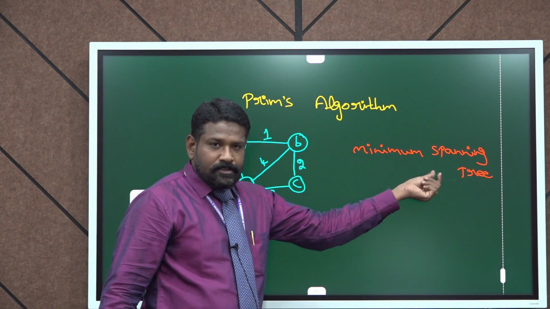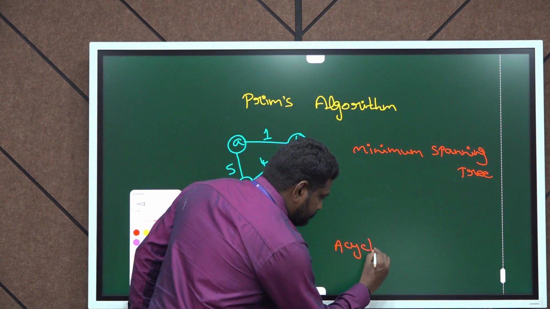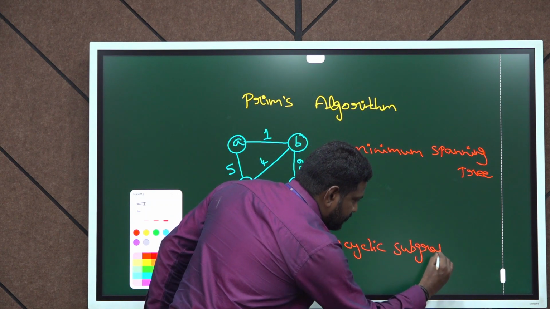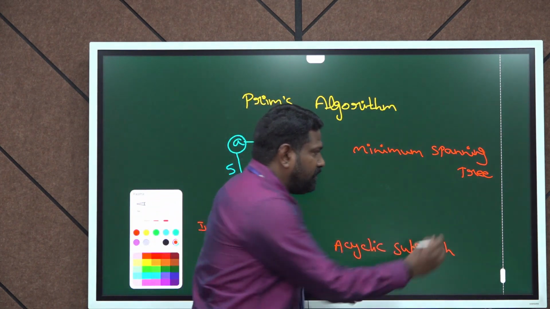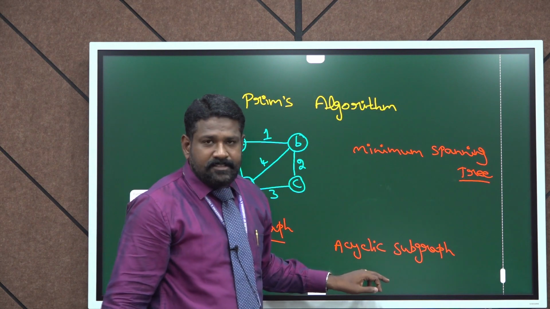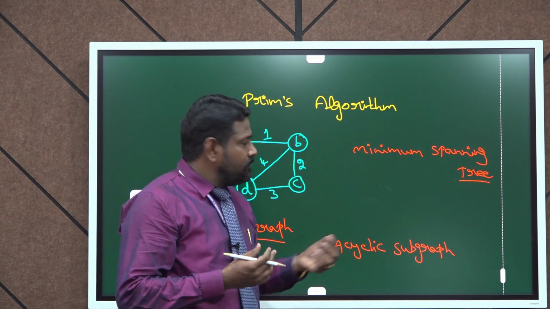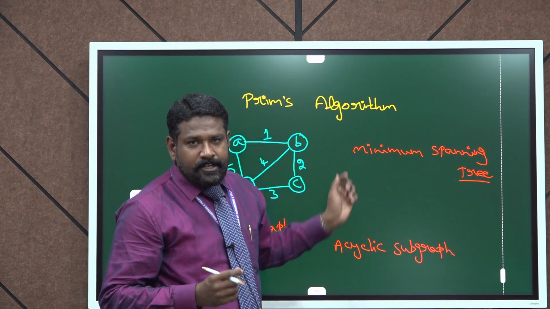What is a spanning tree? A spanning tree is an acyclic subgraph. Without cycles we are going to construct it, and that is the difference between a tree and a graph. So we are going to construct an acyclic subgraph such that if we sum up all the weight values, it has to be minimum.